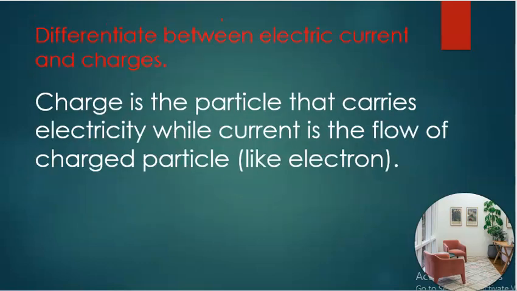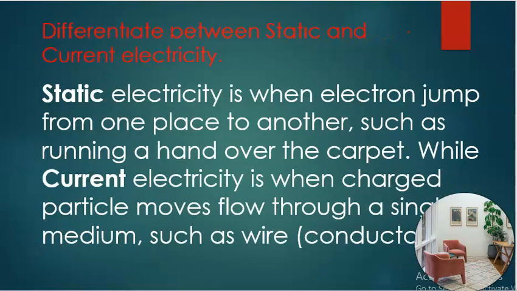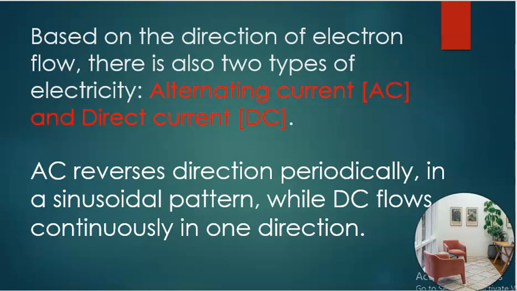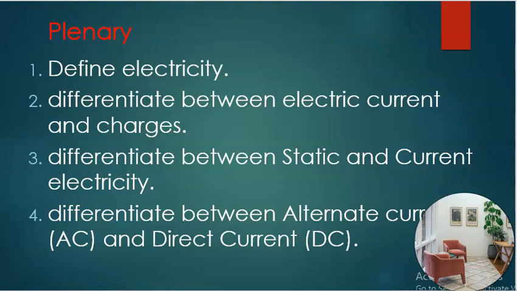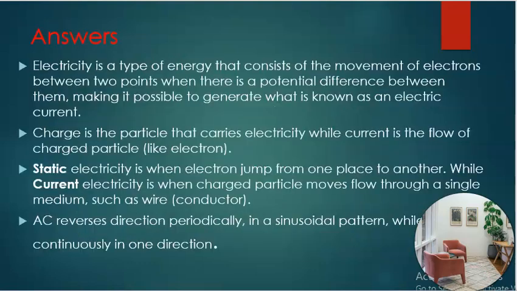Then we differentiated between electric current and charges already. We differentiated between static and current electricity. We differentiated between alternating current and direct current. Then we have an exercise, which is a formative evaluation. You can try them and go back to the notes, the last slides in the video, to see whether you are wrong or correct. So the answer follows.